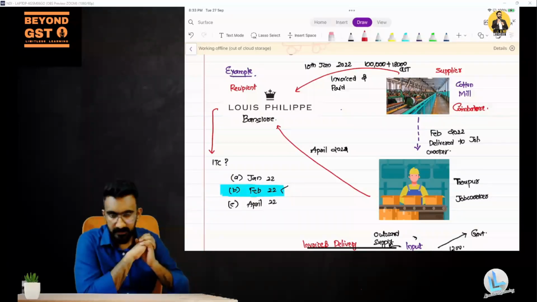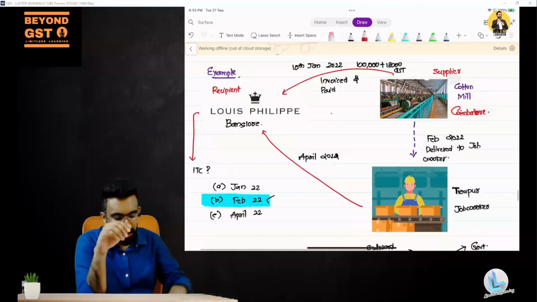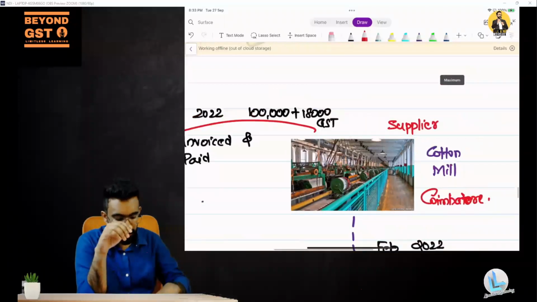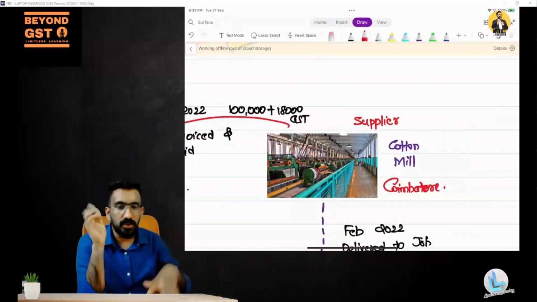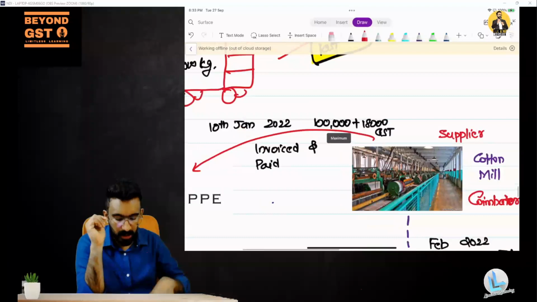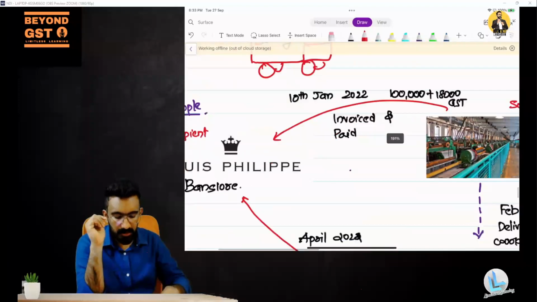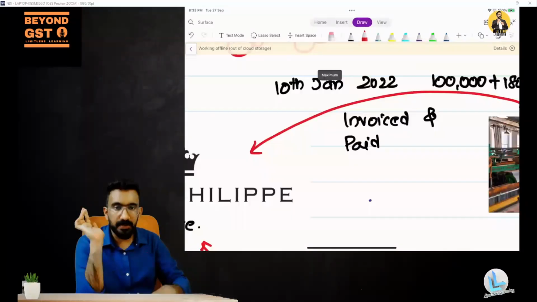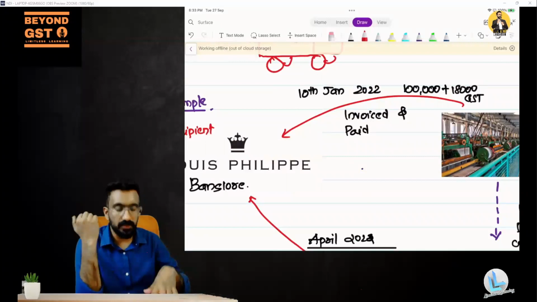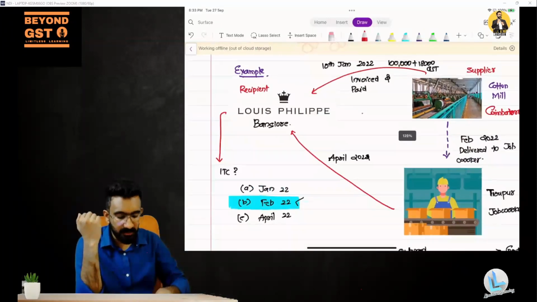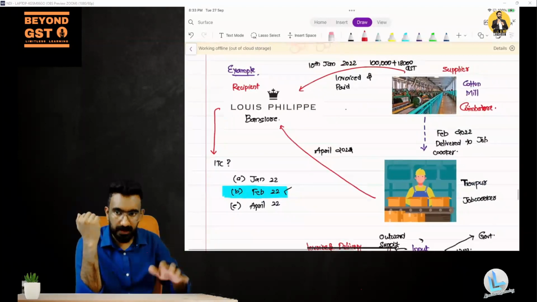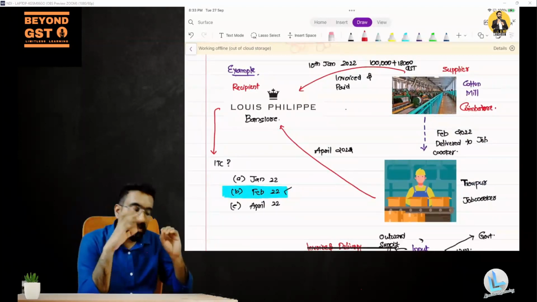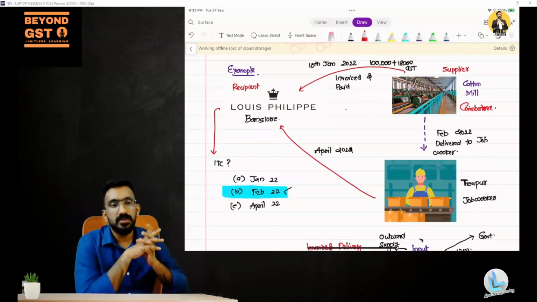So they approached a cotton mill in Coimbatore. Now, who's supplying the cotton? The cotton mill in Coimbatore. How much is the price of the cotton? It is 1 lakh. To whom is it supplied? To LP. When did it get supplied? On 10th January 2022. That day, the invoice was given by the cotton mill to LP. And LP immediately paid 1,18,000 rupees to the cotton mill in Coimbatore. So no problem.